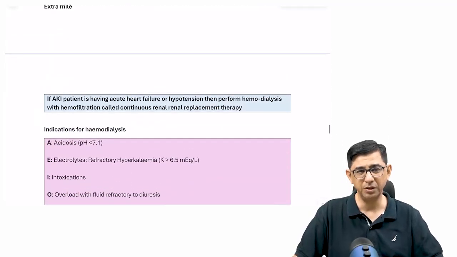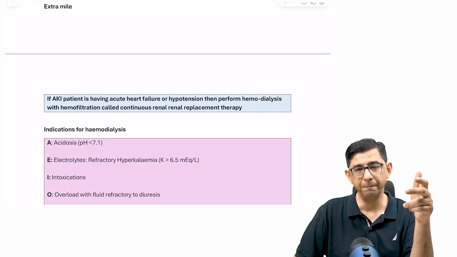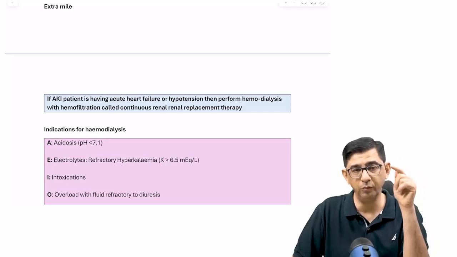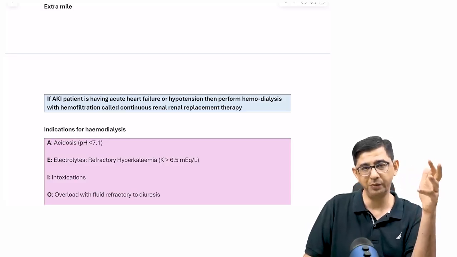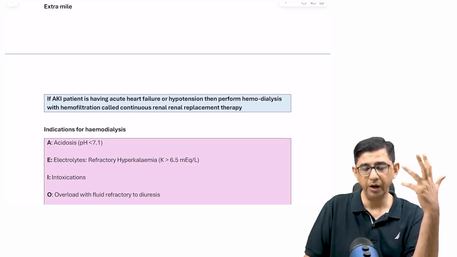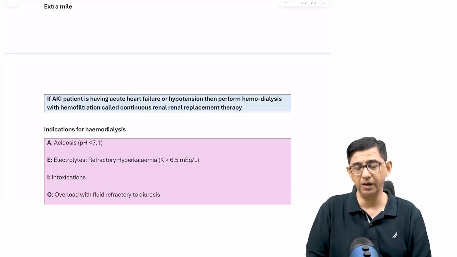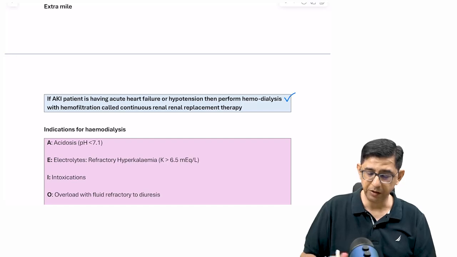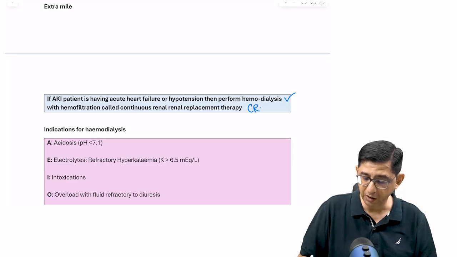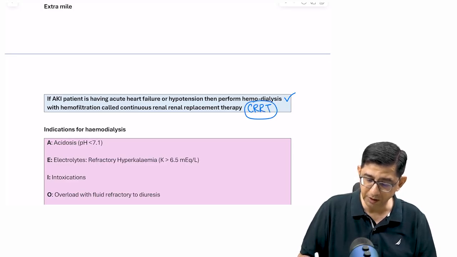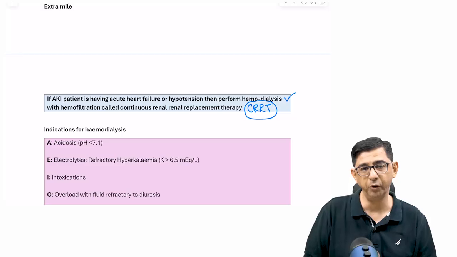Then a miscellaneous question. If an acute kidney injury patient is having hypotension, then we do hemodialysis with hemofiltration. Or if he's having heart failure, so there's volume expansion, a lot of fluid in the body. If either of the two things is given in a question, then we do dialysis with hemofiltration, which is called continuous renal replacement therapy. CRRT is not done for uremia, guys. It is done for patients with uremia who have gone into either heart failure or hypotension.